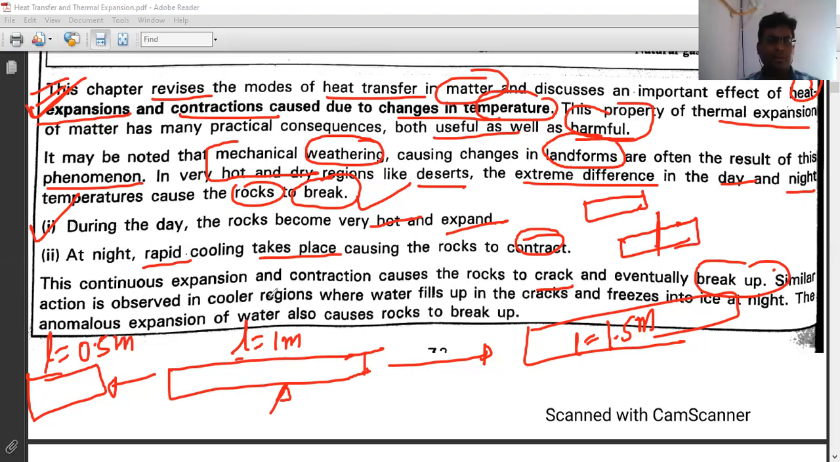Similarly, the same action is observed in cooler regions where water fills up in the cracks and freezes into ice at night. So anomalous expansion of water also causes the rocks to break up. Okay? So this is the reason due to which our earth structure is changing due to temperature increases. Right? Right, the point.